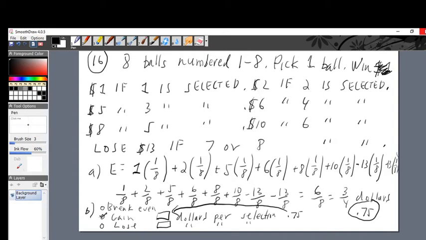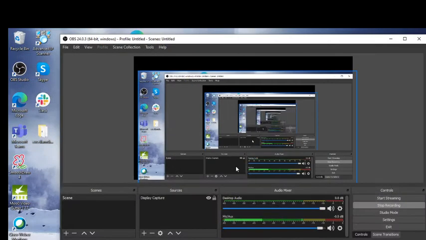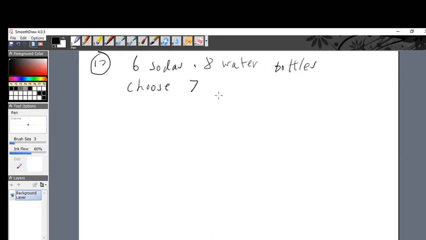Let's go to 17. There should be more time on this for us here. New, fresh page. Okay, now, number 17. All right, 6 sodas, 8 water bottles. Choose 7 randomly, of course.